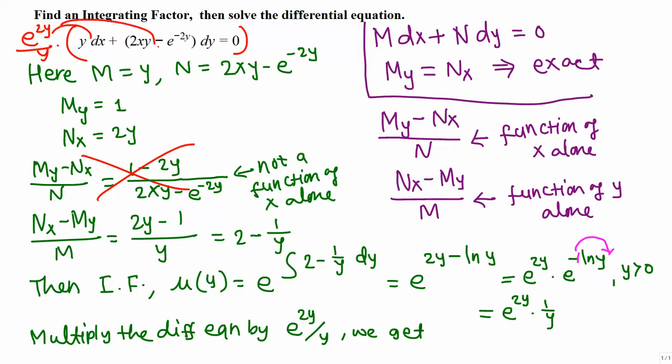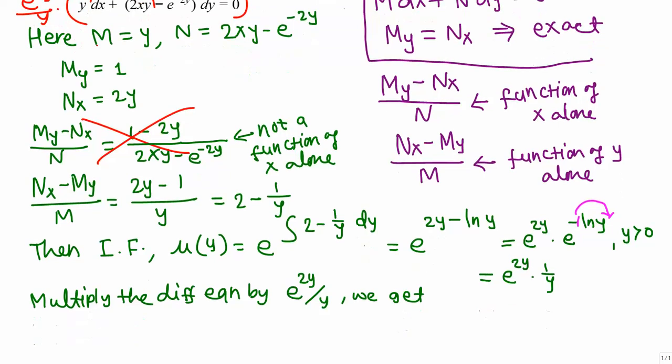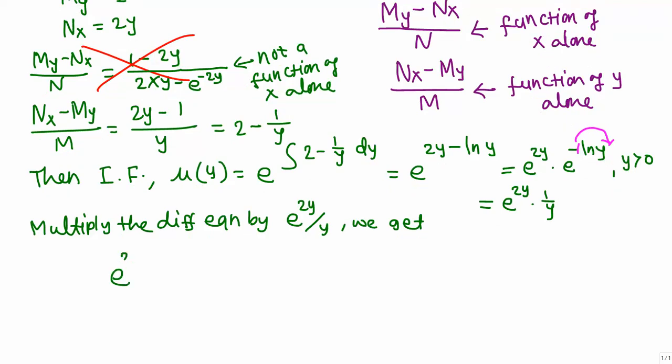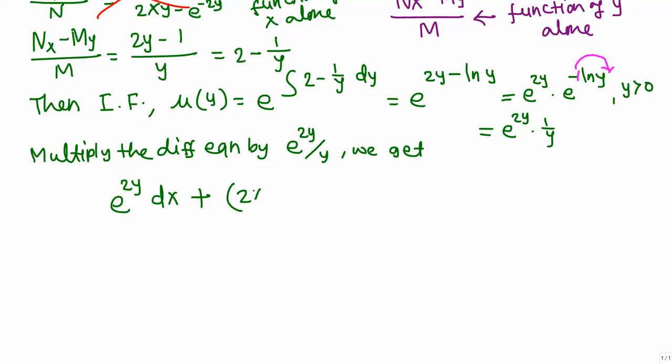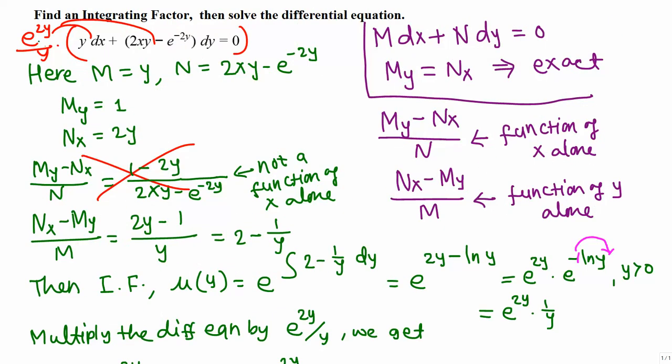Okay, so we need to distribute. So this one times this, y cancels, e raised to 2y dx. So we get e raised to 2y dx plus, in this case, when we multiply e to the 2y over y by 2xy, y and y cancel, so 2x e raised to 2y, minus, is a minus. When we multiply e to the 2y times e raised to negative 2y, we add the exponents. This 2y minus 2y is 0, so e raised to 0 is 1, and y, so 1 over y.